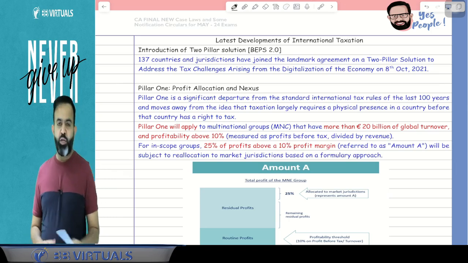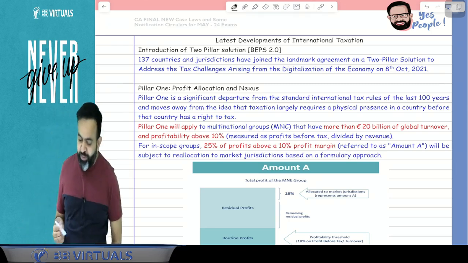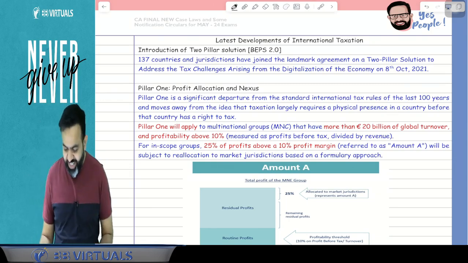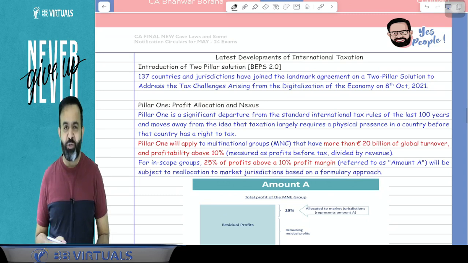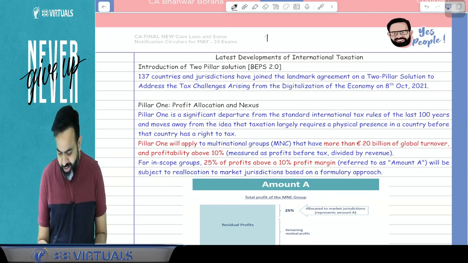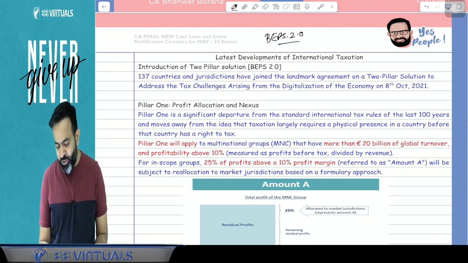So in the latest development of international taxation, the OECD and others have introduced one new concept that is called BEPS 2.0, that is Base Erosion and Profit Shifting 2.0.